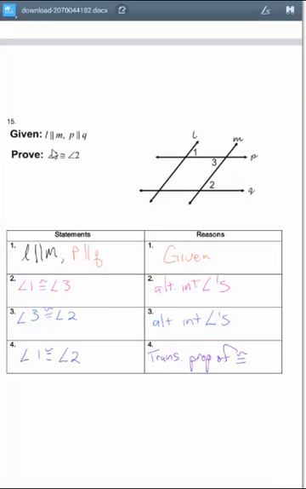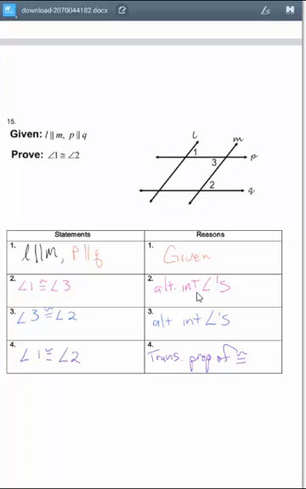Number 15 says, given line L is parallel to line M and line P is parallel to line Q, prove angle 1 is congruent to angle 2. I wrote down the given information, and then I looked at this and said, well, if line L is parallel to line M and P is a transversal, 1 and 3 are alternate interior angles that have to be congruent. So I put angle 1 is congruent to angle 3 because of alternate interior angles.